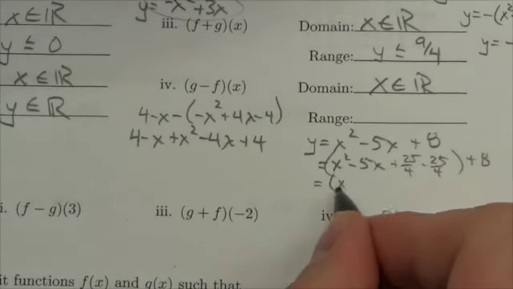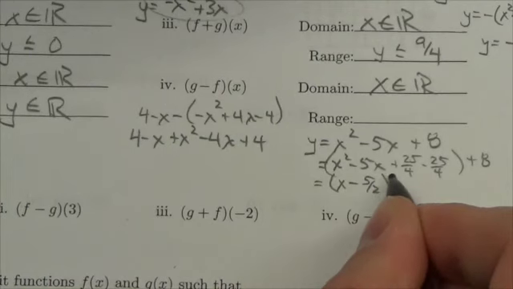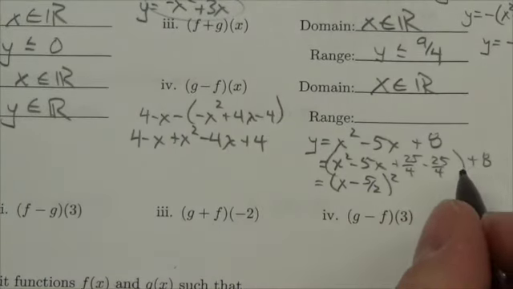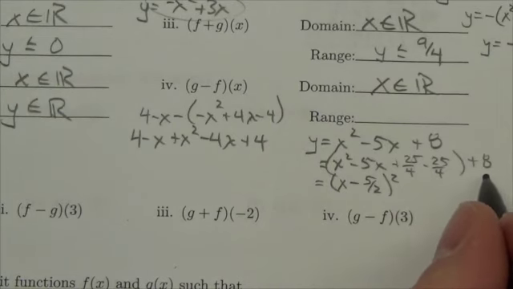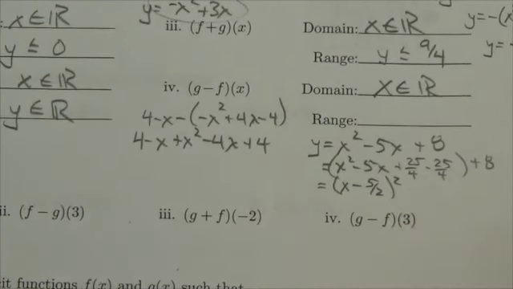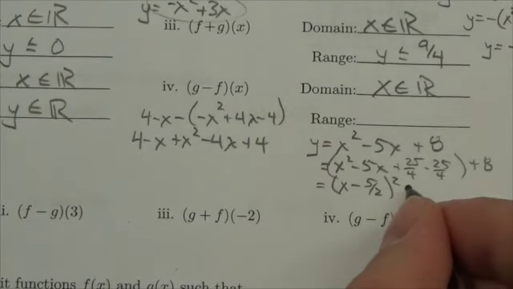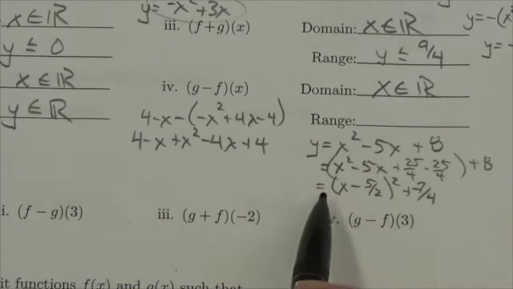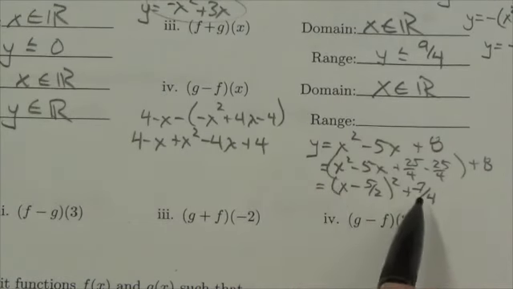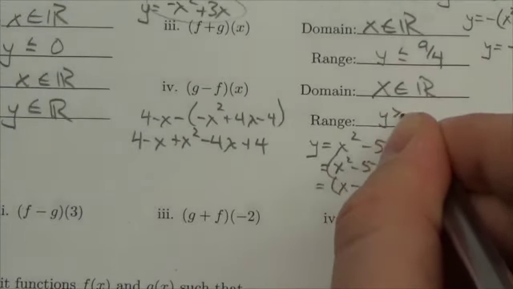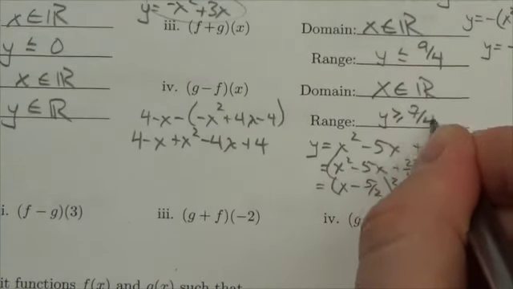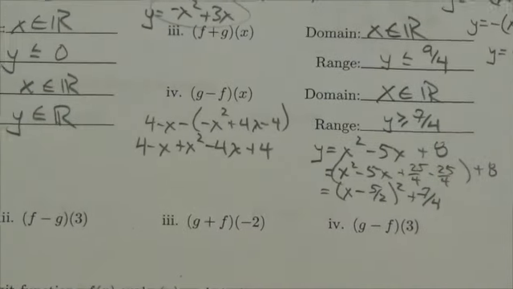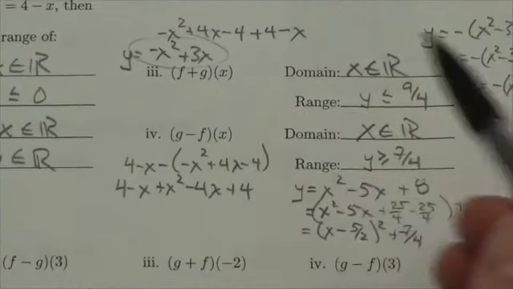And so this is going to become x minus 5 over 2 squared, and then I'm going to have 8 minus 25 over 4. That's going to be 32 minus 25, so that is going to be plus 7 over 4. And there's our vertex. This is a parabola that opens up from 7 over 4, so y will be greater than or equal to 7 over 4. Those are the pieces that we're looking for, and you can see how that gets a little bit more complicated.